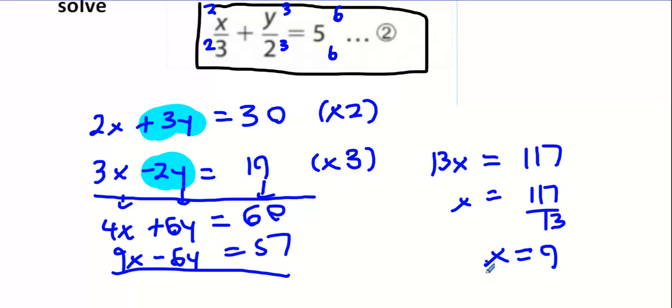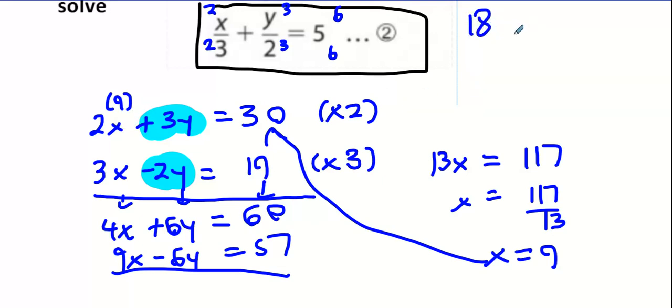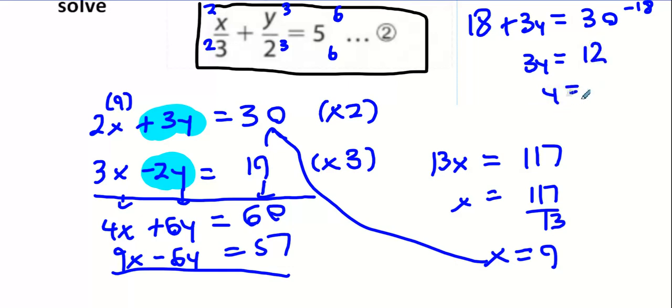Grab the X and put it into this equation here. What do you do? 2 times 9. Eighteen. 18 plus 3y is 30. So what's 3y? Take away 18 from the 30. Yeah, and y equals 12 divided by 3. 4. Sorry, buddy.